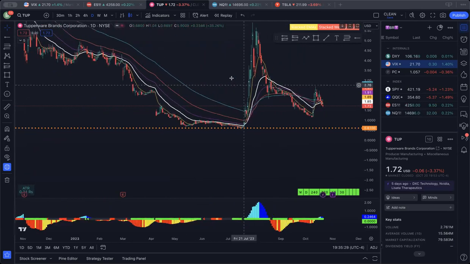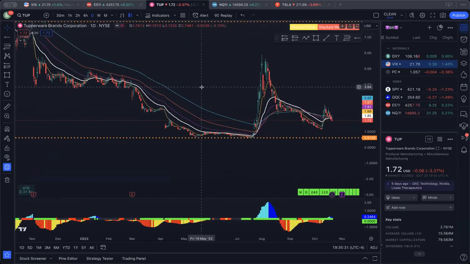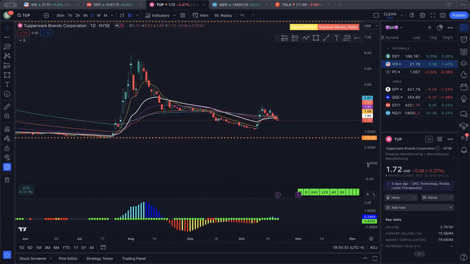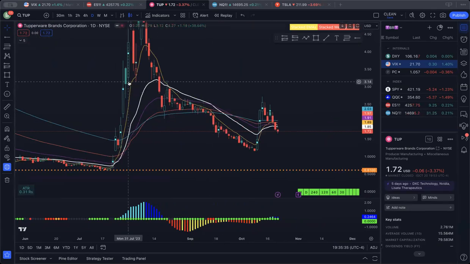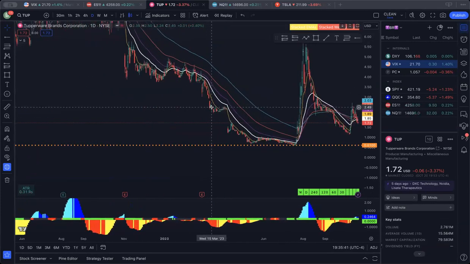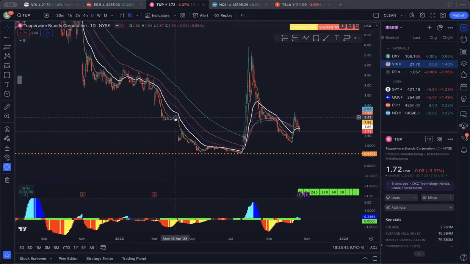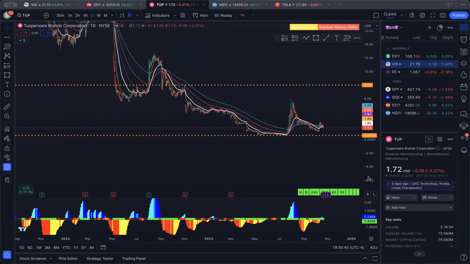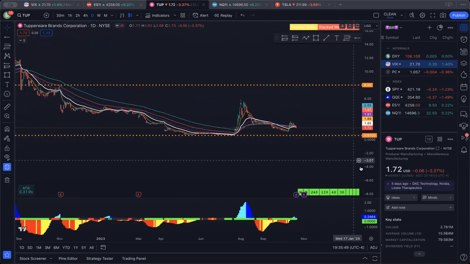This looks like a meme stock. I wouldn't touch it. Personally, I'm not going to trade this. I'm not really sure what this brand is. It just looks like a meme stock. It looks like GameStop. So really, I'd probably short it because every time it has a pop, it just continues to drop after. Pop, drop, pop, drop.